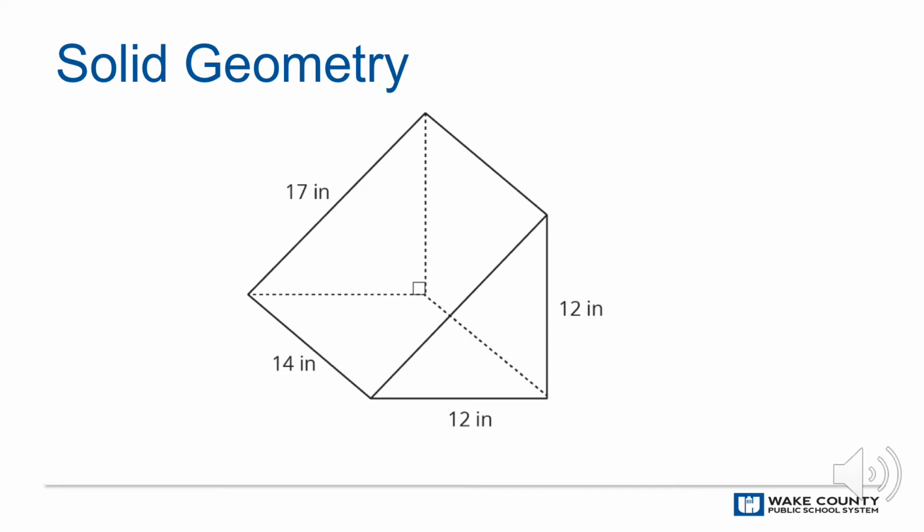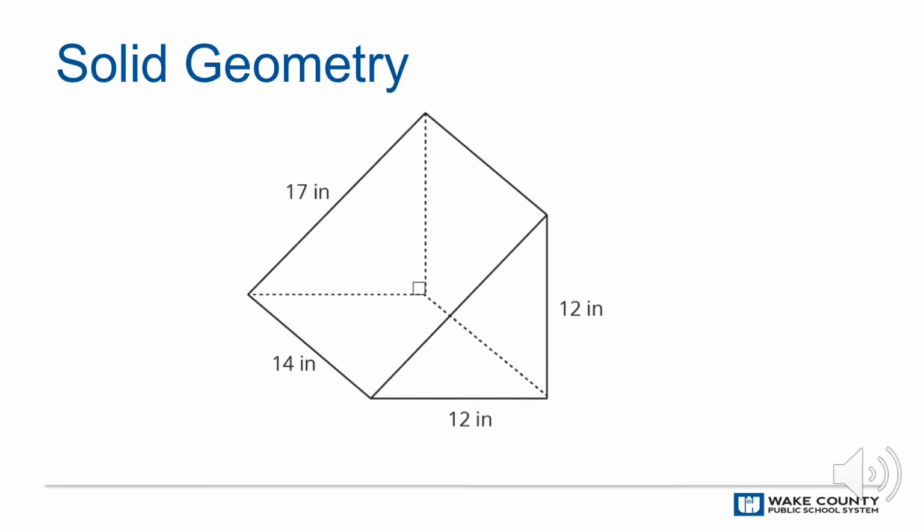For this prism, the area of the triangular base is 72 inches squared. So the volume is 72 times 14, or 1008 inches cubed. To find the surface area of a prism, we can find the area of each of the faces and add them up. The example prism has two faces that are triangles and three faces that are rectangles.